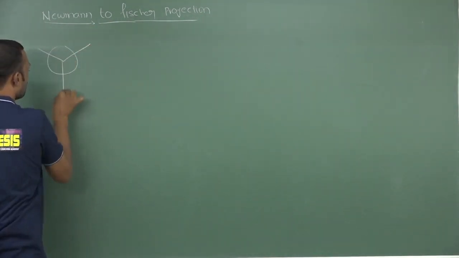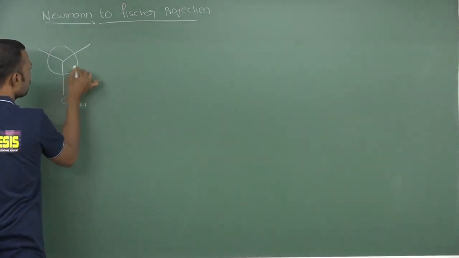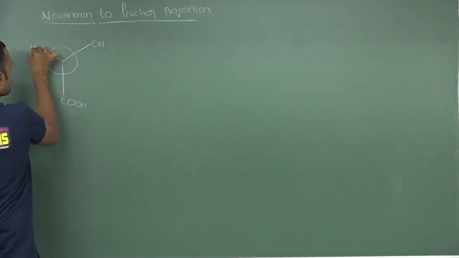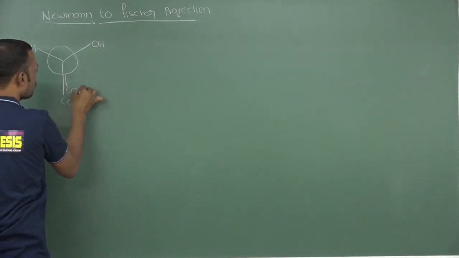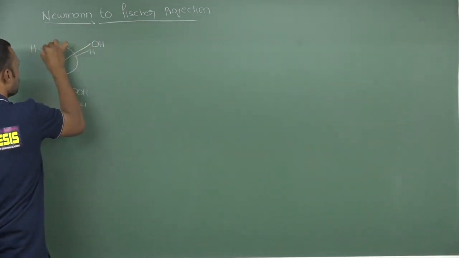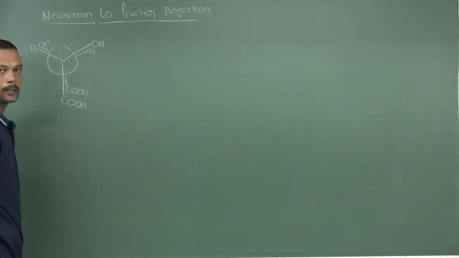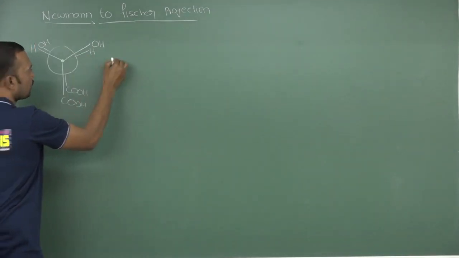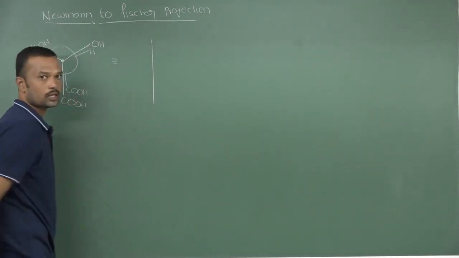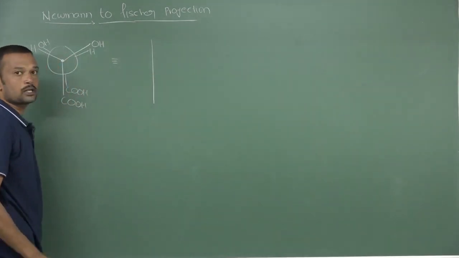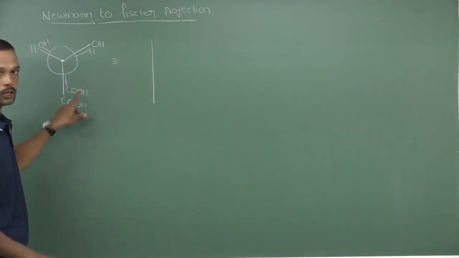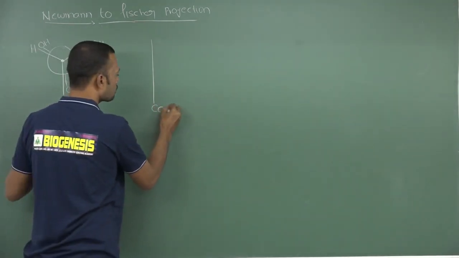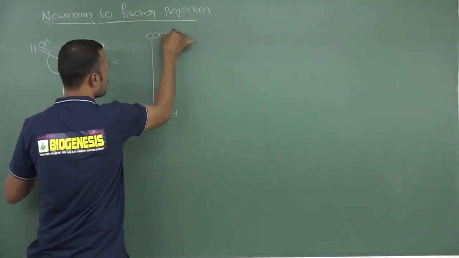See, I am writing a complete eclipsed form: COOH, here OH and here H. Next, here I am writing COOH, now here hydrogen, next here OH. See the technique. The front carbon is a dot, the rear carbon is a circle. First of all, you write down a straight line and check out the carbon terminals. Here this is a carbon terminal, here also a carbon terminal. So write down carboxylic acid, and here also you write down carboxylic acid.